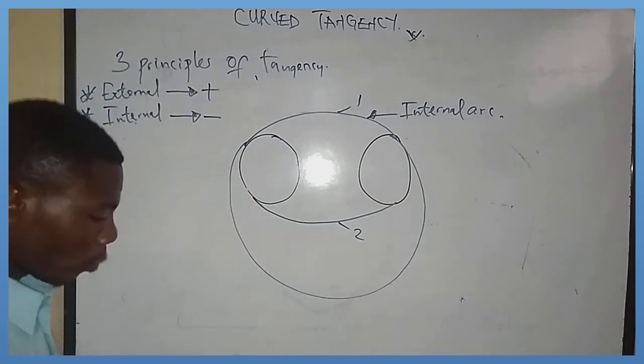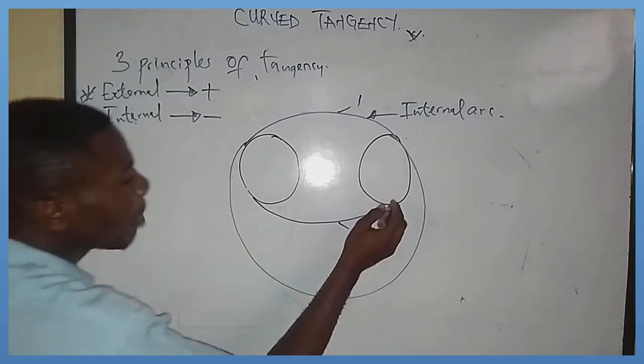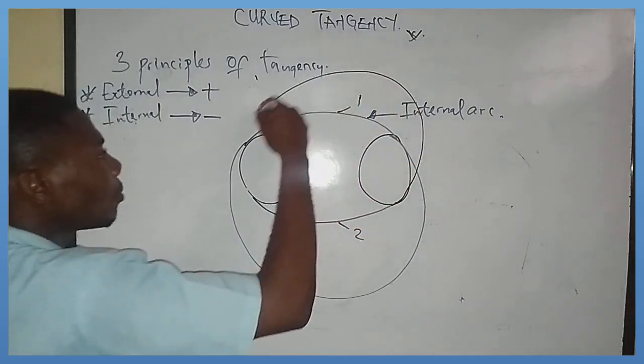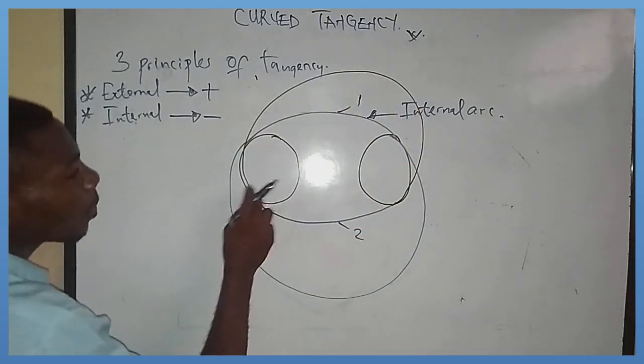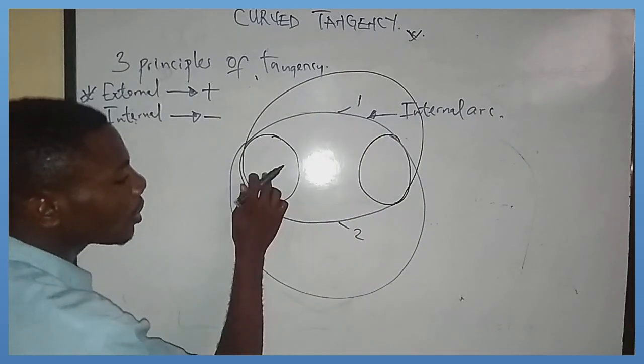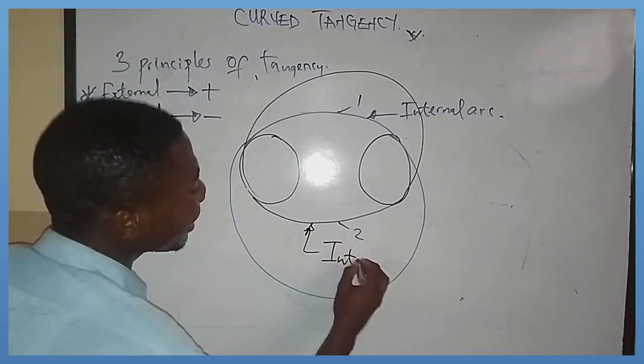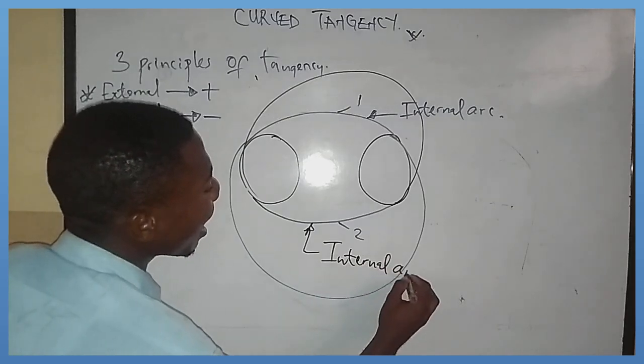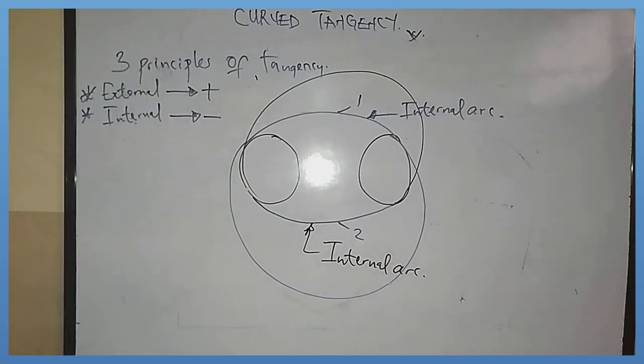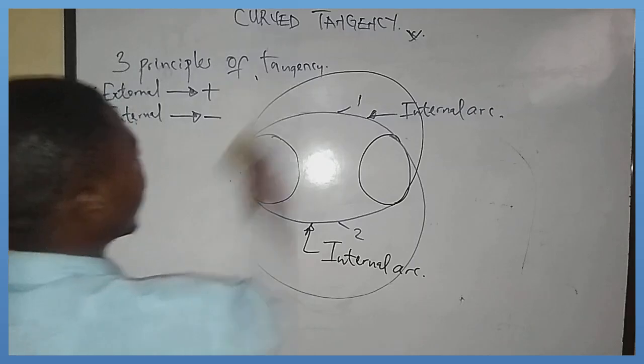So for arc 2, if I make this arc 2 a complete circle, as you can see, it is also encamping these two circles. Therefore, my arc 2 is also an internal arc. All right? So let's take a look at this also.